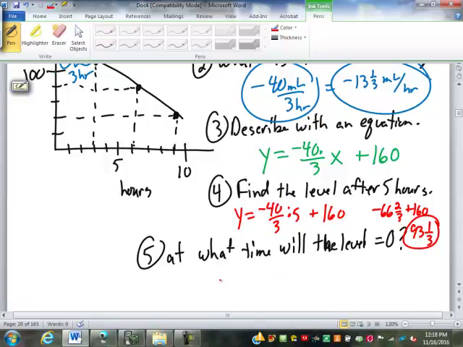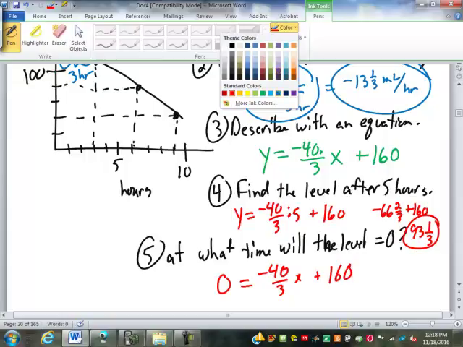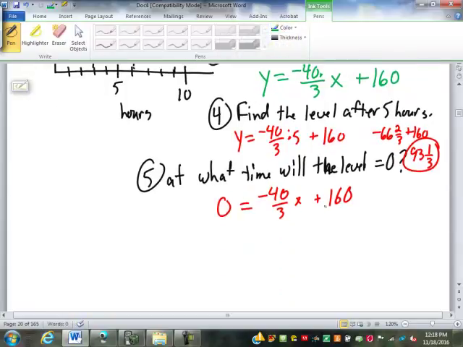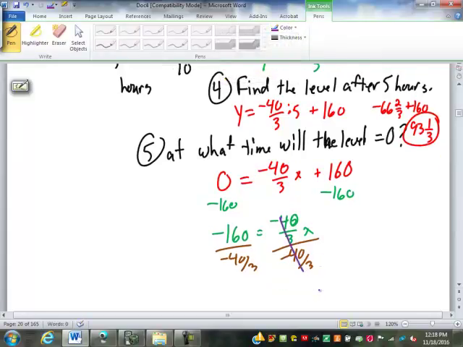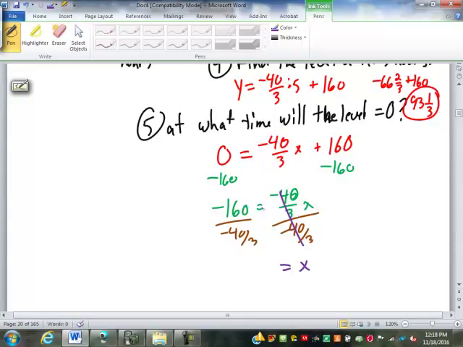At what time will the level equal 0? You'll put in 0 for y. 0 equals negative 40 over 3x plus 160. And we'll solve that by subtracting 160 first. So negative 160 equals a negative 40 over 3x. And we divide by negative 40 over 3. So over there we have x. Negative 160 divided by negative 40 over 3 is 12. It's 12 hours to hit 0.